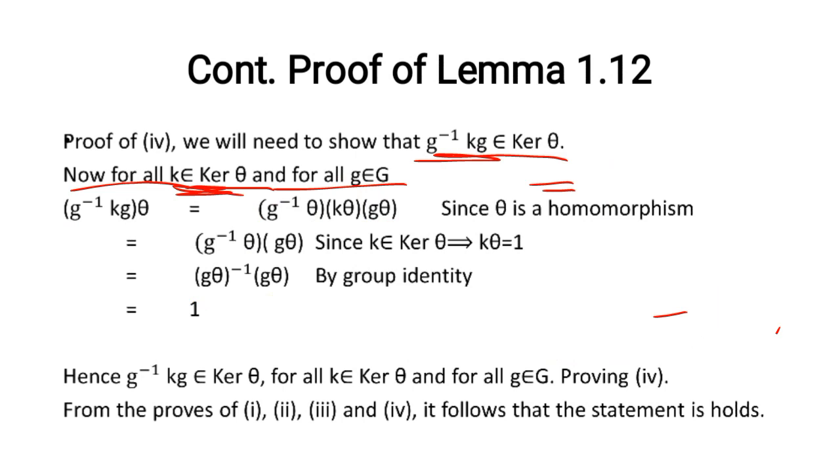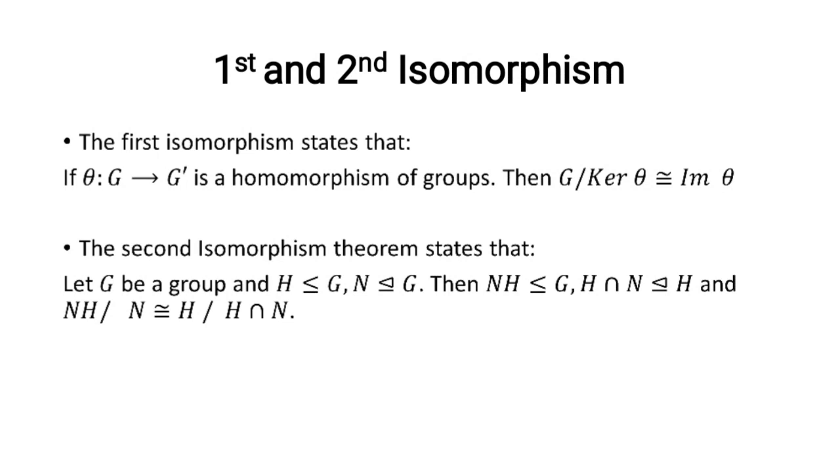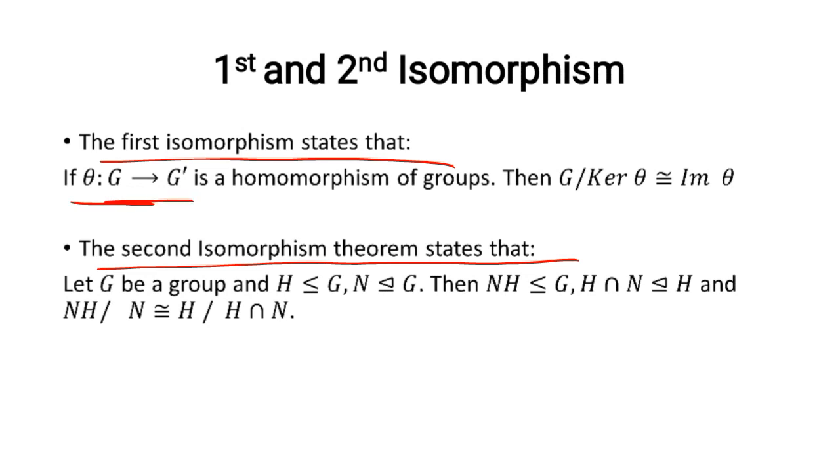Okay, the next things you need to know by heart, you just need to be able to state them. The first isomorphism theorem and the second isomorphism theorem. So all I need you to know is to be able to state them, that if theta maps G into G prime, is a homomorphism of the groups, then G modulo the kernel of theta is isomorphic.